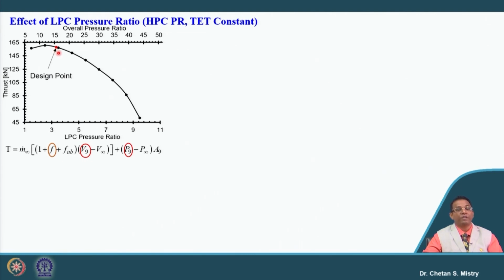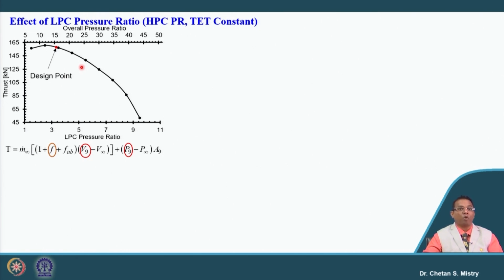It says when we are increasing our LP compressor pressure ratio, our thrust is reducing. It means by increasing my overall pressure ratio, we are reducing the thrust. If you recall in week 3, we were having the discussion about this parameter.